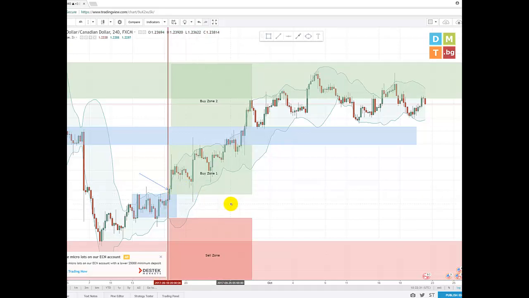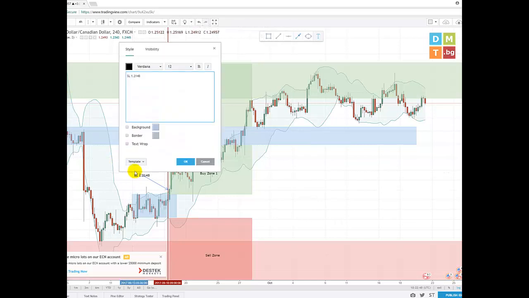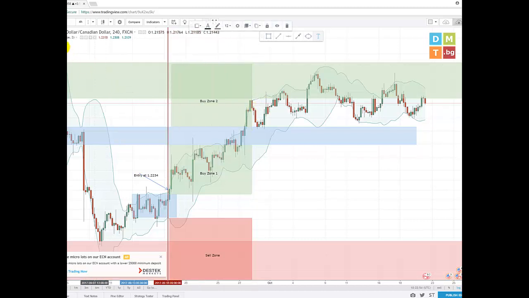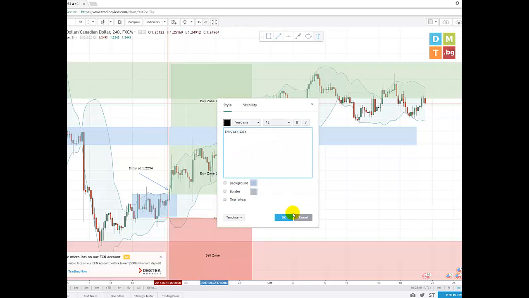Now, this would have been our first good entry point. Our stop loss should be placed outside of the box, which meant that our entry should have been at a price of 122.34 right here, and our stop loss should be at a price somewhere around here, which is at a price of 121.48.